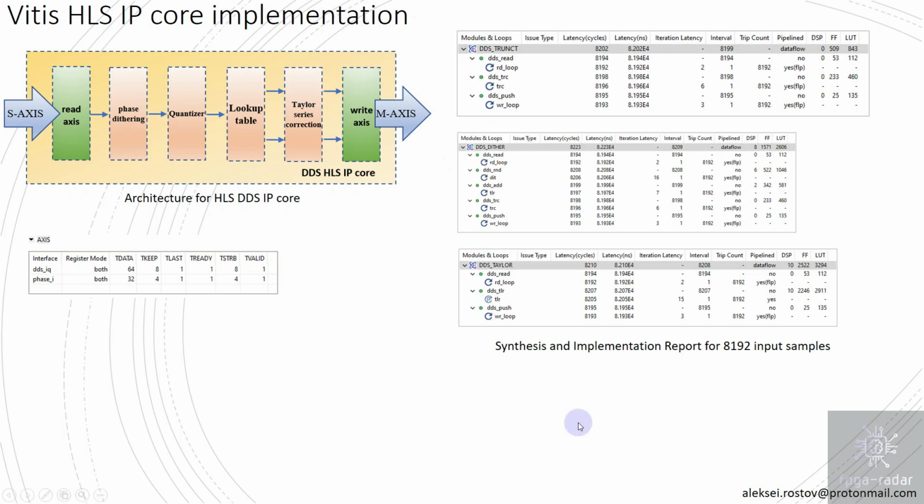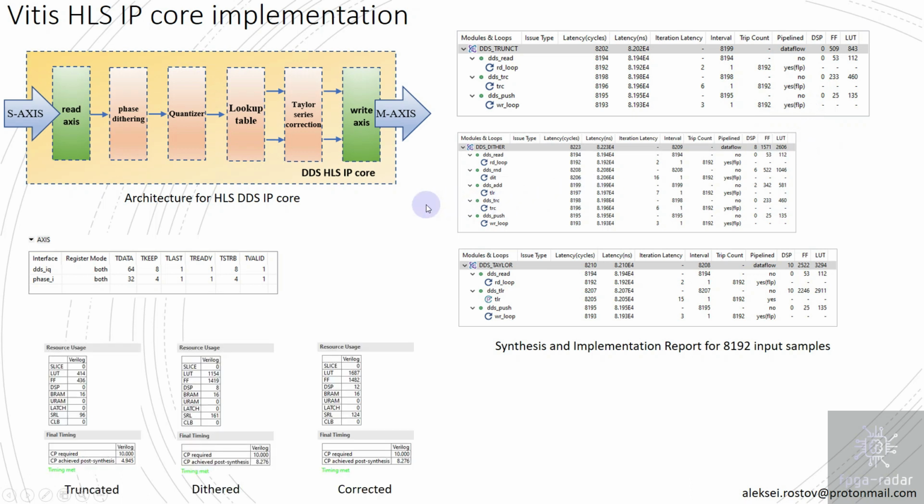Let's take a look at the synthesis and implementation report for an 8192 input sample space. Here it can be seen that an initiation interval of one clock cycle ensures a fully pipelined implementation of the entire IP core for all three variants. Besides that, iteration latency can also be estimated based on the sum of iteration latency for all sub-functions, and resources. For resources, let's consider the implementation report.